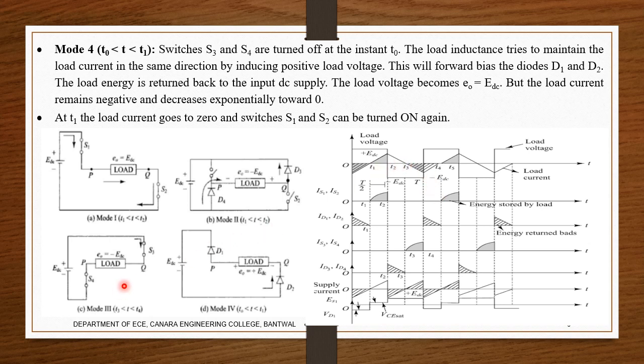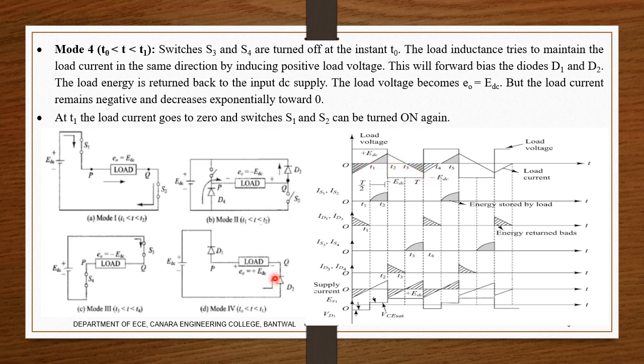Now it is entering into mode 3. In mode 3, the switches S3 and S4 are turned on at instant T3. The load voltage remains negative, minus VDC, but the direction of the load current will reverse until it reaches the peak value. The current increases exponentially in the other direction, which is negative, and the load again stores the energy. This is still mode 3. Mode 1, mode 2, mode 3.